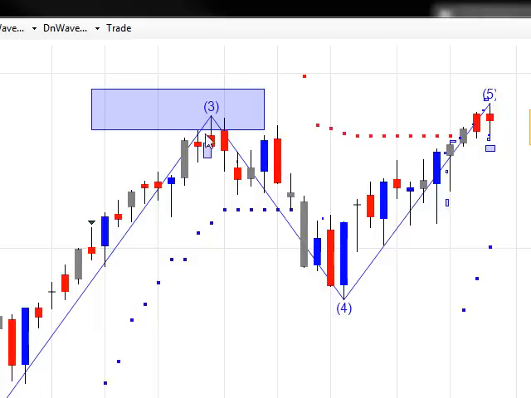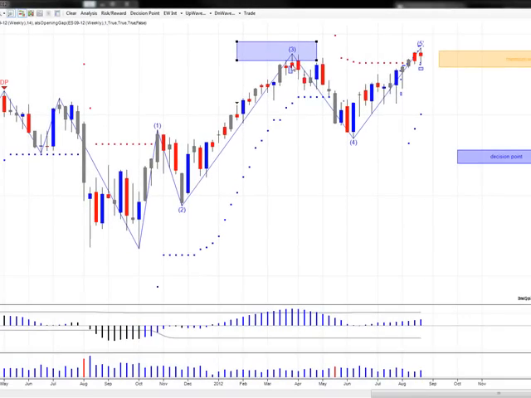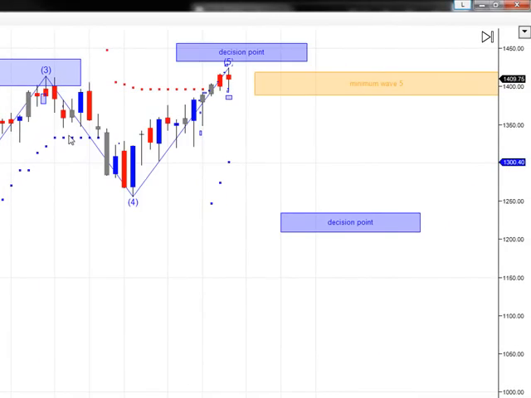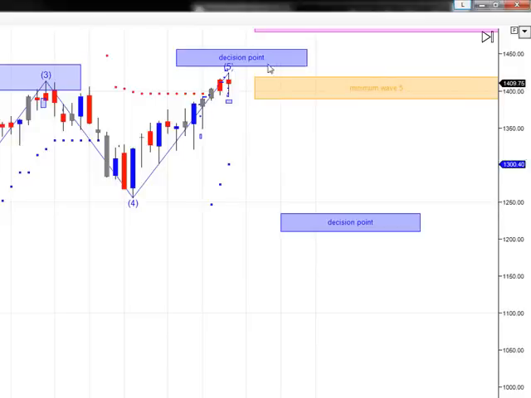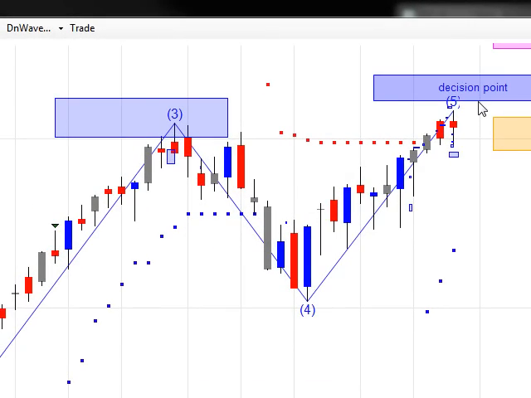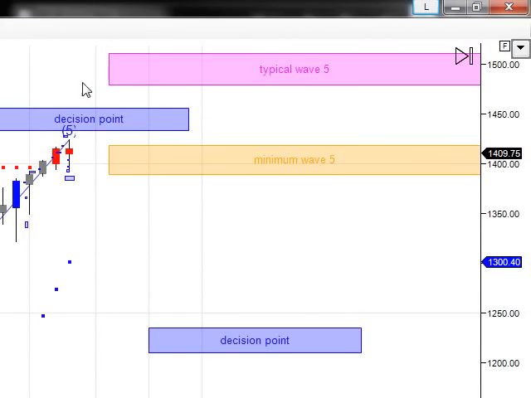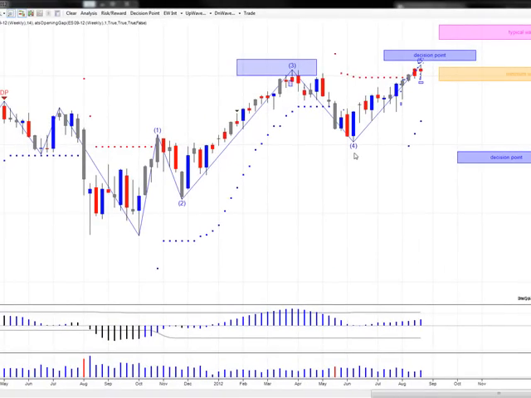Let me take a decision point off of the top of wave 3 here. This would be your next resistance. If they do try to push higher, which they may, it'll be around 1433, 1433.50 area. And then the typical wave 5 resistance just above that, around 1480. All right, so we'll watch that.